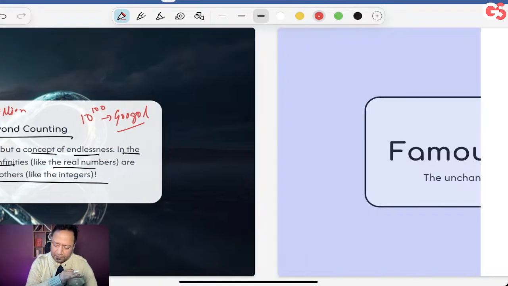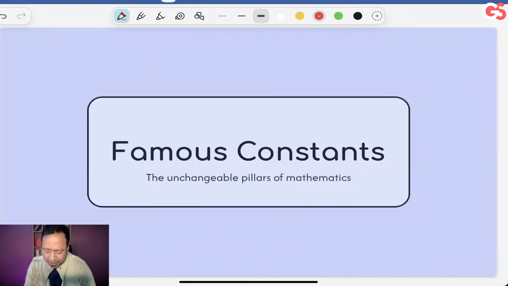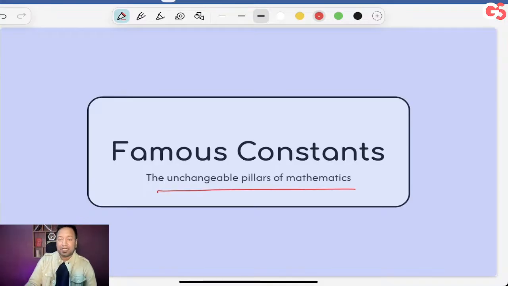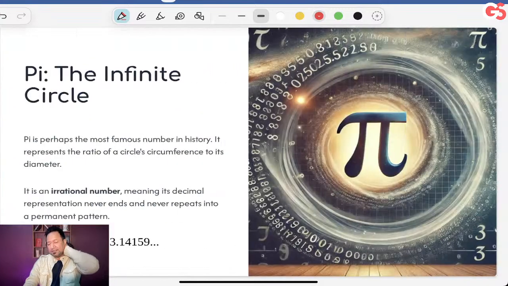Okay. Famous constants, the unchangeable pillars of mathematics. Now we'll take some time in understanding all these constants one by one. 10 to the power 100. All right. So tell me if you understood this and you liked it, right? Famous constants. First is pi.